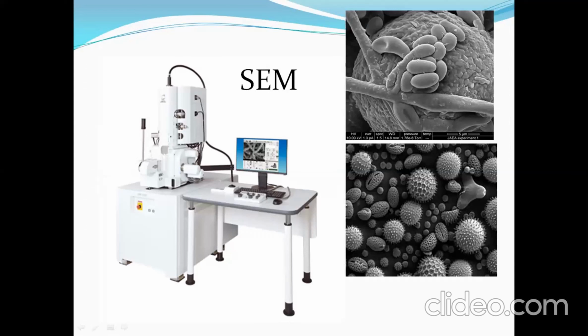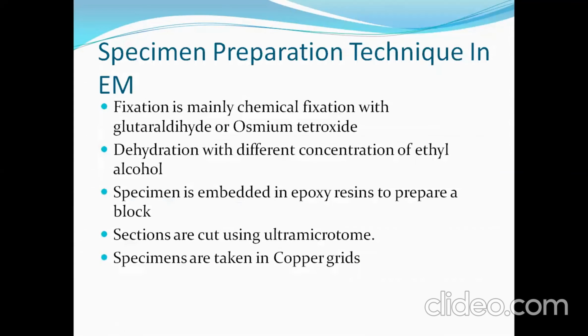So the last part of my discussion is what is the difference between the specimen preparation technique in the light microscope as well as in the electron microscope. You've already gone through the specimen preparation technique in the light microscope in your previous lectures. So what were the steps for that preparation?